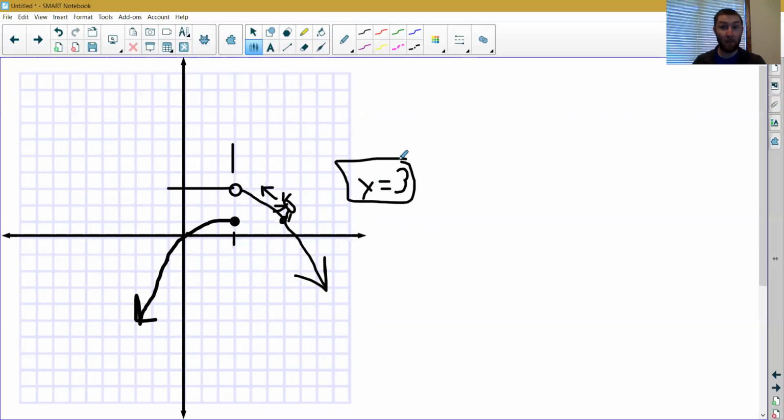Is the y value going to be 3? No, it's not, because of that open circle that actually jumps down to here. But that's not really what we're asking. Again, we're asking, where does the bug think he's going to get to when x equals 3? And if he starts at 6 and comes from this direction, he thinks he's going to get to y equals 3.